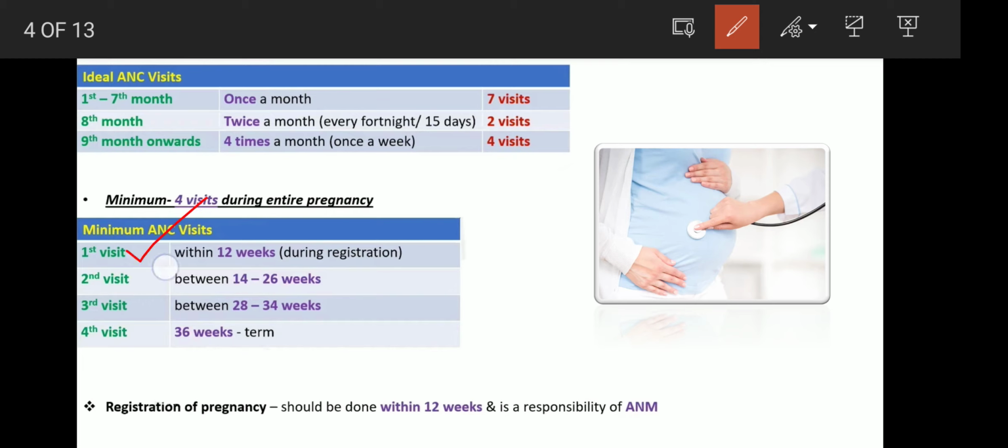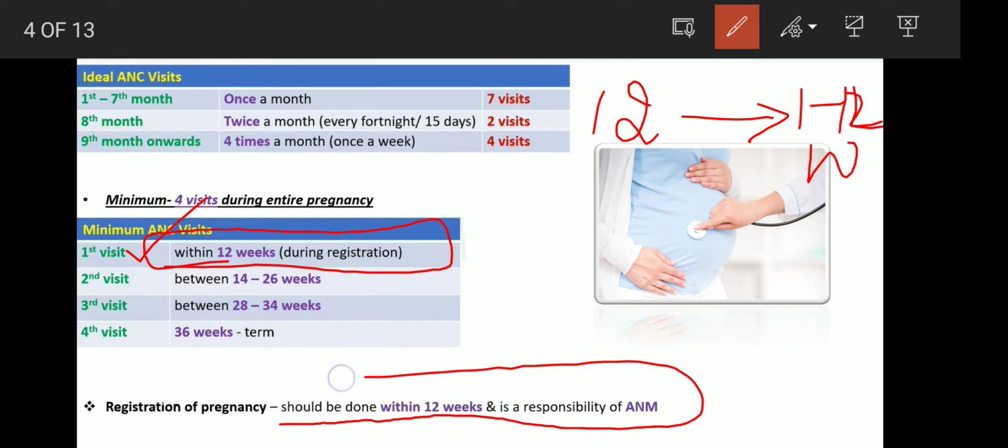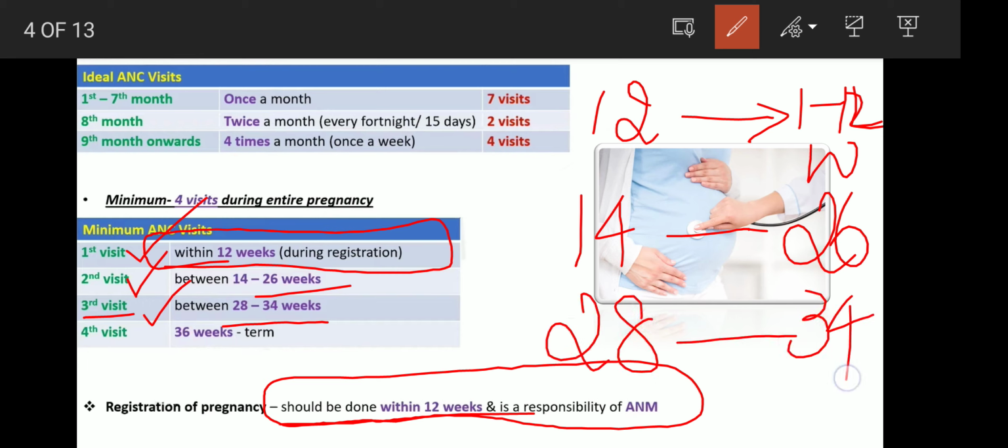The first visit is within the 12 weeks, during registration. Within the 12 weeks the mother has to make a visit, because the registration should be done within the 12 weeks. Okay, the second visit is from 14 to 26 weeks. The third visit is between 28 weeks and 34 weeks. Okay, the fourth visit is from the 36th week to term.